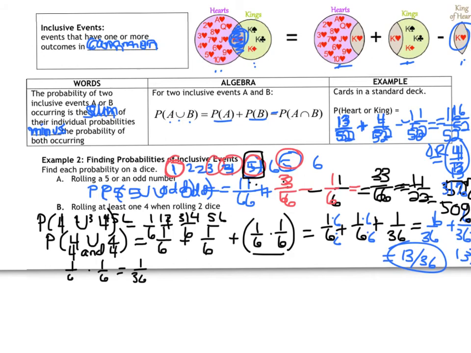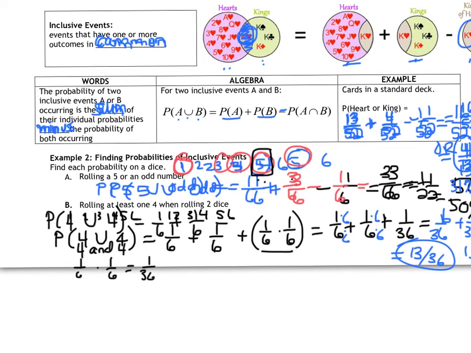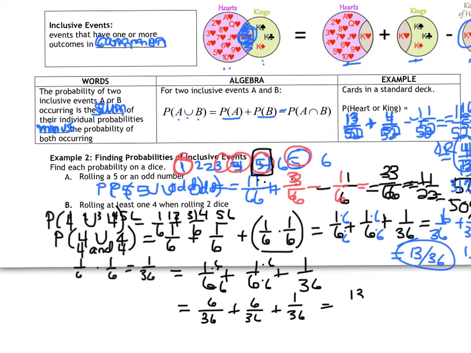So we have to add that into our possibilities of 1/6 plus 1/6 plus 1/36, and when we make all the bottoms the same number, we'll get 6/36 plus 6/36 plus 1/36, which is 13/36.